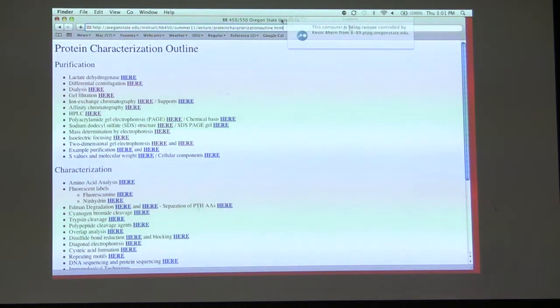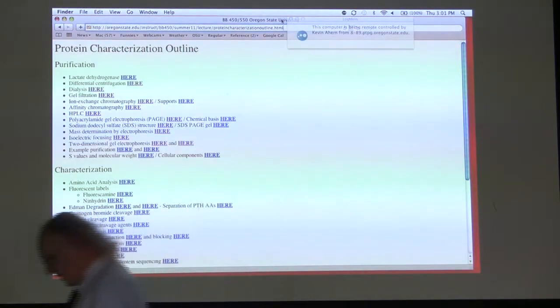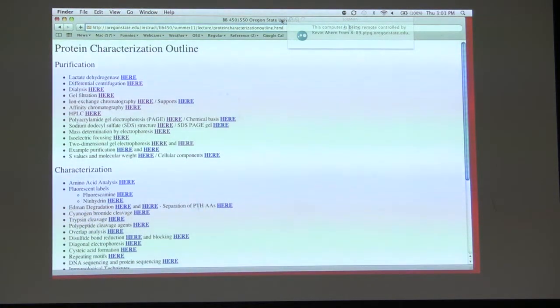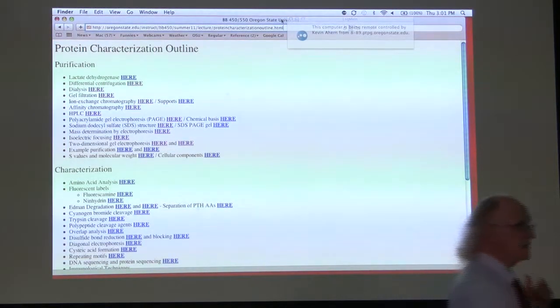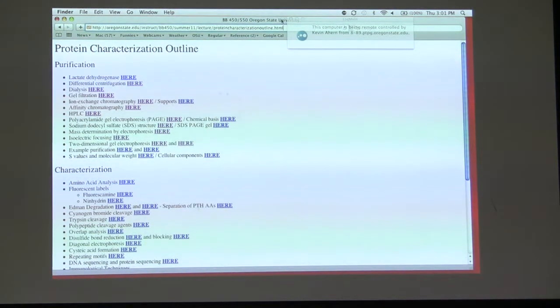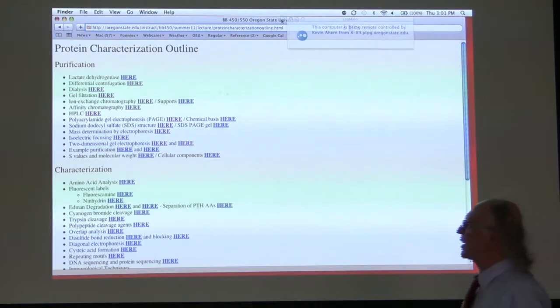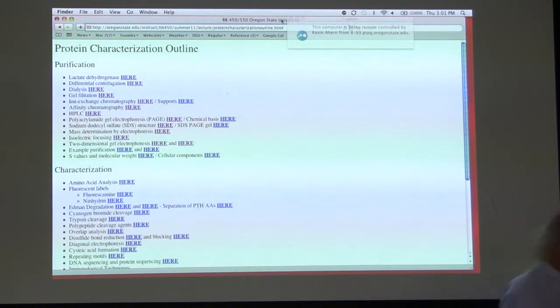All right, so today I'm going to finish talking about characterizing and purifying proteins. I'm not going to say much about purification today. Most of that was yesterday. Today I'll talk a little bit about characterizing proteins, and then I'm going to spend most of the time talking about hemoglobin. Hemoglobin is a very, very fascinating protein. It's a very important molecule for us to understand. So I want to spend some time talking about that.